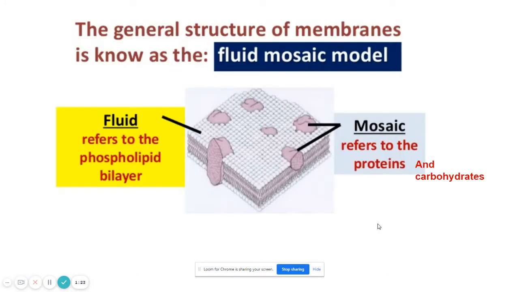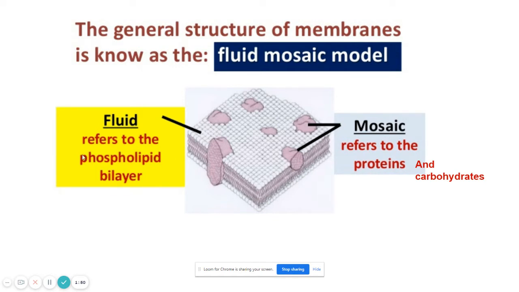Now, the fluid mosaic model, like we said, is used by scientists to describe the way that the cell membrane looks, or the cell membrane structure. The word fluid refers to the fact that the cell membrane is constantly moving, it's very flexible, it's not rigid, and it allows things to move in and out of the cell membrane freely. It also is made up of molecules that are able to move around the cell membrane freely.